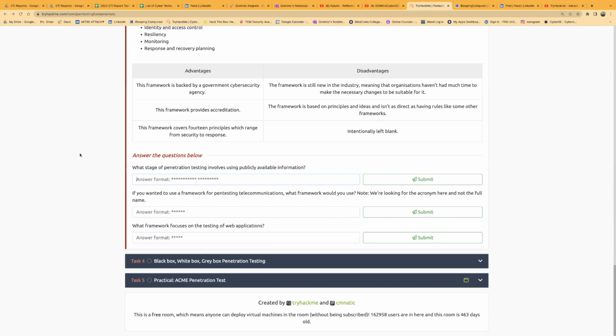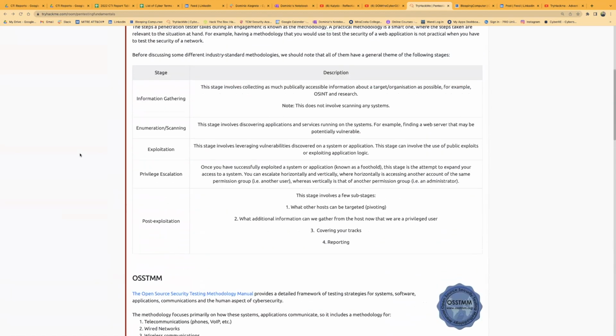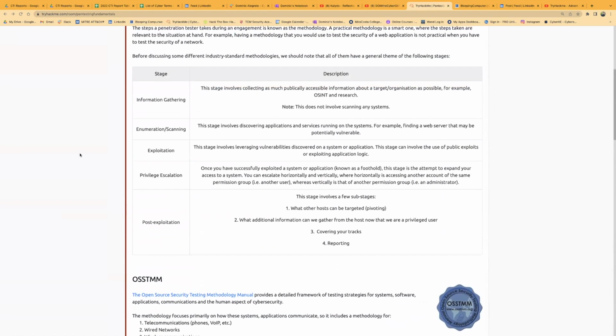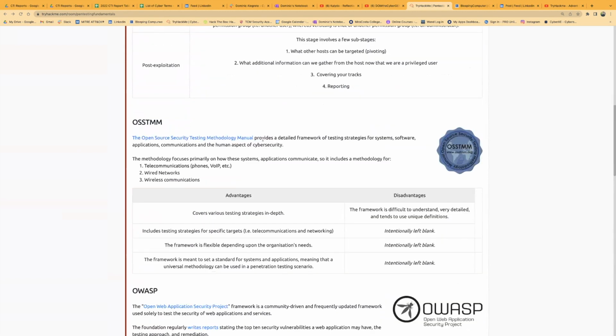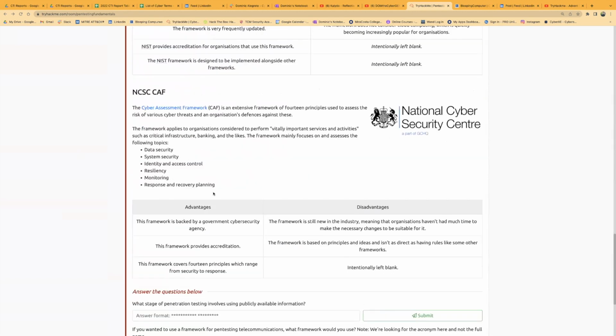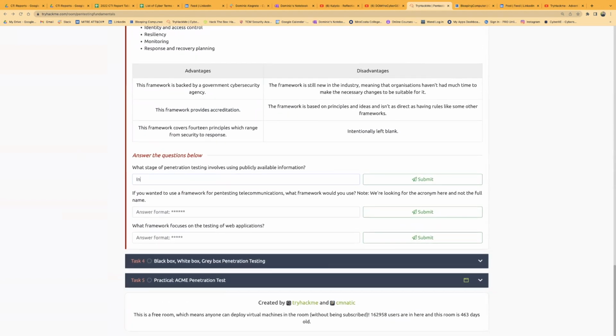But they don't have it as that. So if you scroll back up, I just try to do it from memory because I have a pretty good memory, and I've already done this box. But if you look at it, information gathering: the stage involves collecting publicly accessible information. So that's what you would put for the first one.